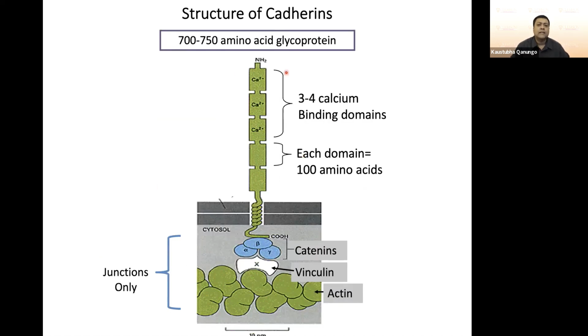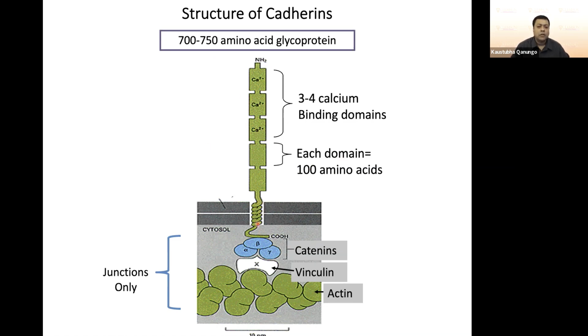Let's take a look at the structure of the cadherin. They are about 750 amino acids. It's a glycoprotein, highly glycosylated. What they have are these 1, 2, 3, 4, 5 domains right here. Each of these domains is about 100 amino acids long, and these are repetitive domains. Out of these repetitive domains, you have about 3 or 4 calcium binding domains. This calcium binding is very important, and the binding of calcium is also needed for the activation of the cadherins. If there is no calcium in the media, the cells will not stick together, and you can demonstrate that experimentally.